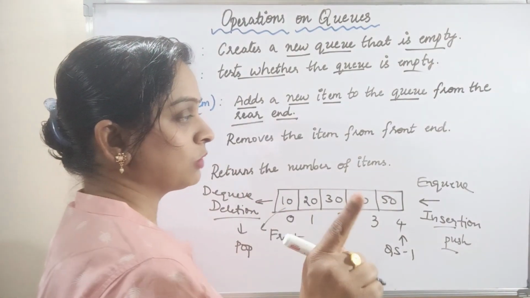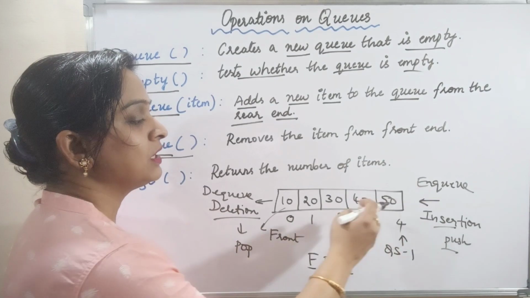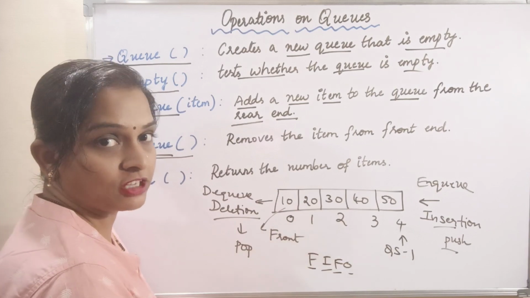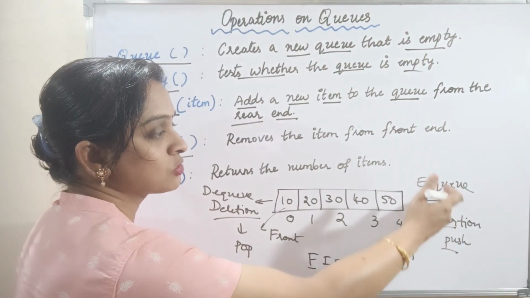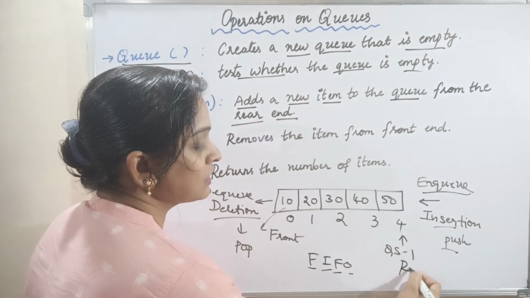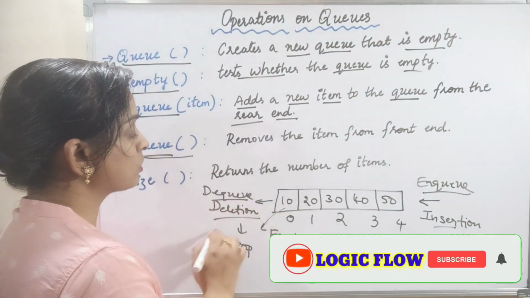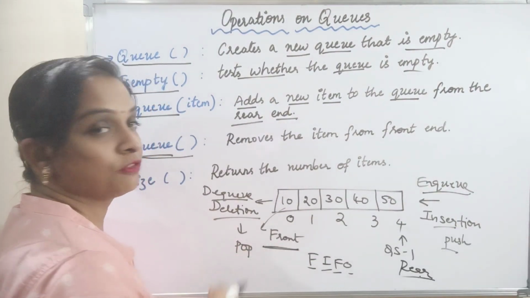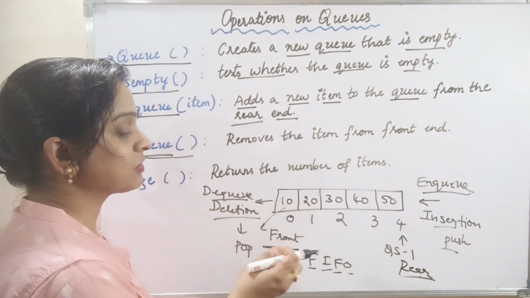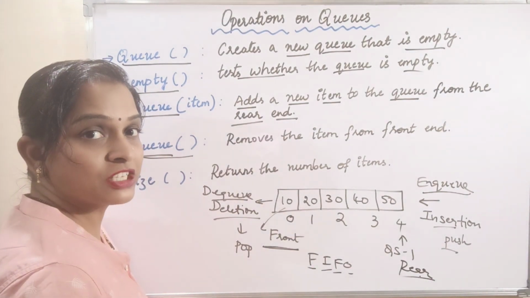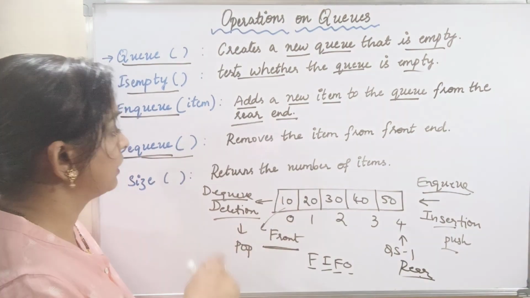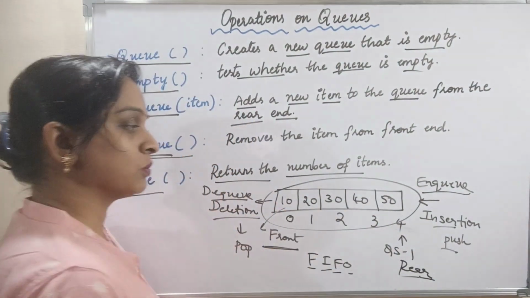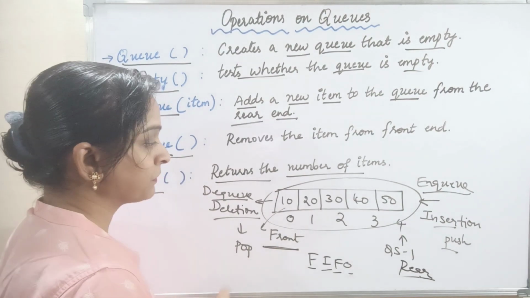One thing we need to observe is that NQ inserts and DQ deletes, and both operations are done at two different ends. Insertion, so-called NQ, is from the rear end, and deletion, so-called DQ, is from the front end. We will understand how the values of front and rear are managed. Then size: it just returns the number of items we have in the queue.